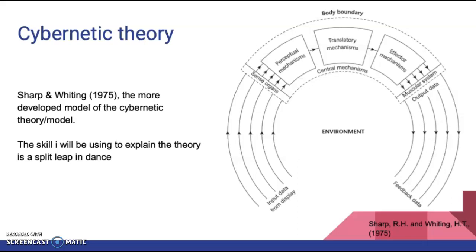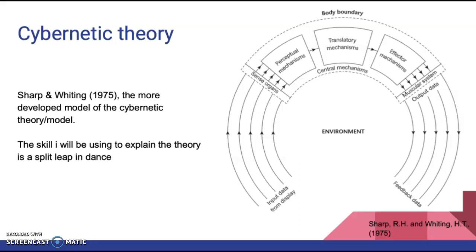The sensory mechanism is split into 3 phases. Phase 1 is the perceptual mechanism. This sorts the relevant information. Phase 2 is a translatory mechanism, which is where the information which has been interpreted. A motor plan will be formed by using past experiences. Finally, phase 3. This is the effector mechanism, which is when the motor program is acted upon.